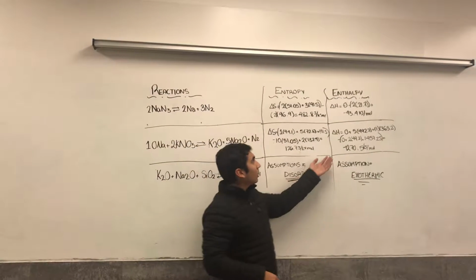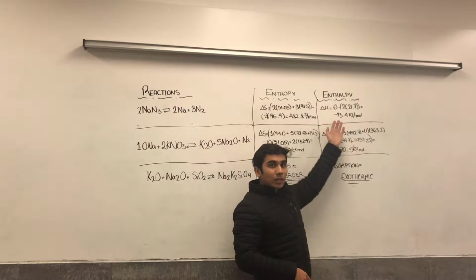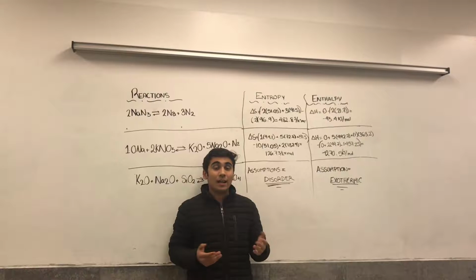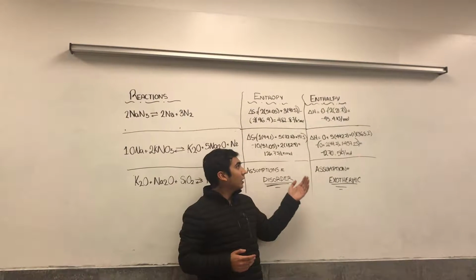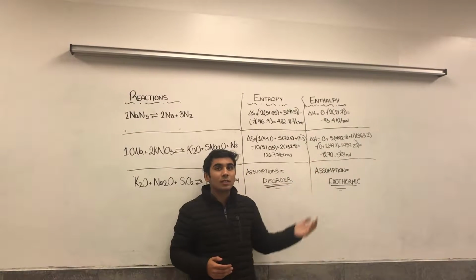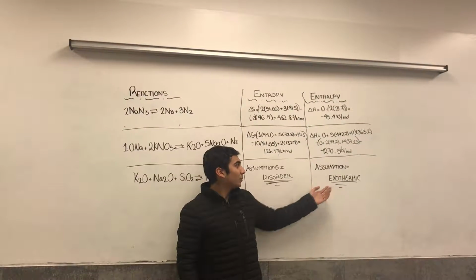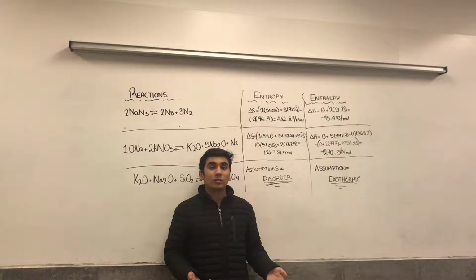And going over here, we can see that the enthalpy of the first reaction, the main one, has a negative sign. That means that it's an exothermic reaction. We can see the same thing happening in the second one. That means that we can also assume that the third one is going to be an exothermic reaction.